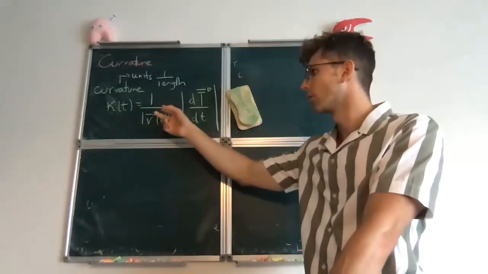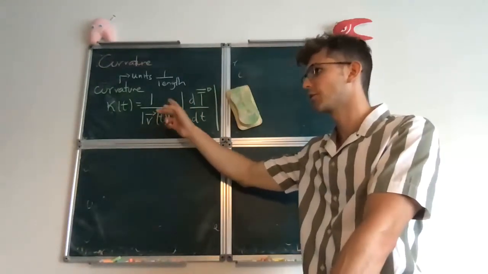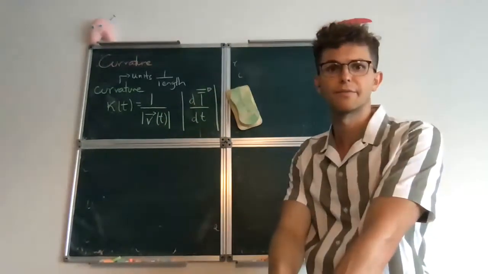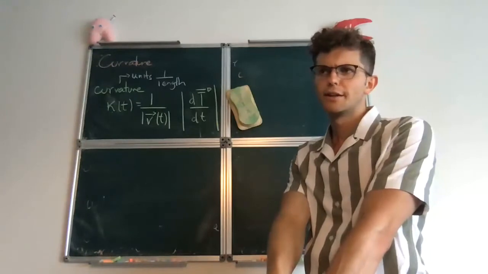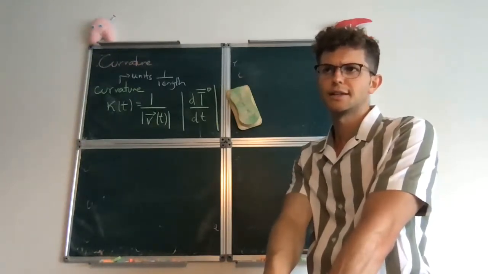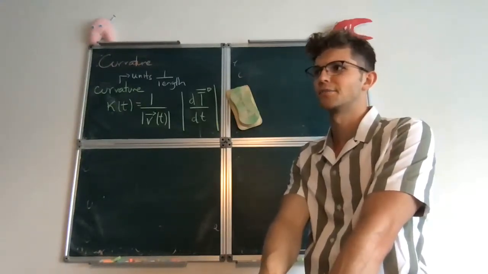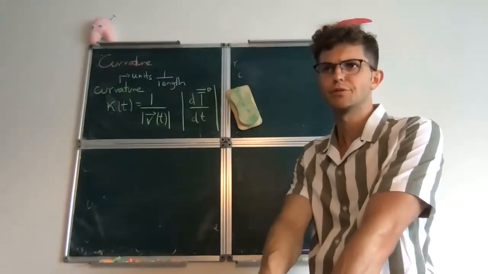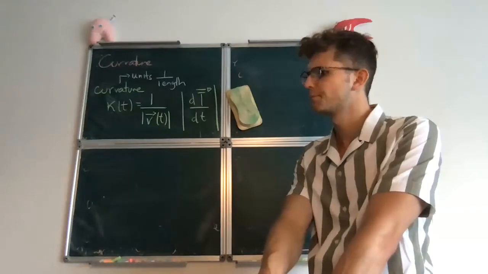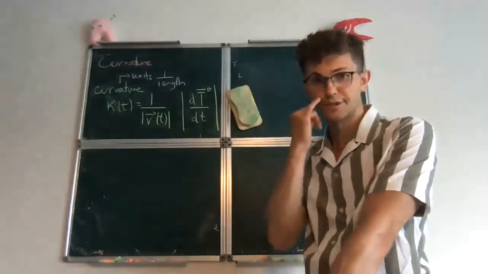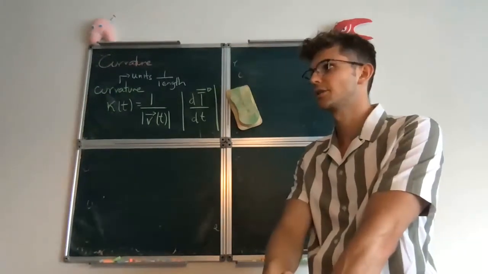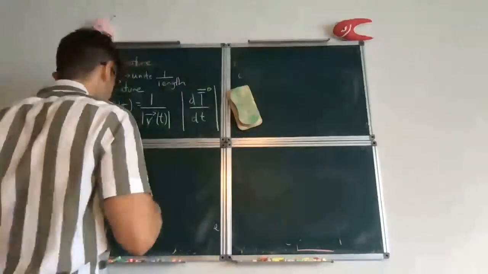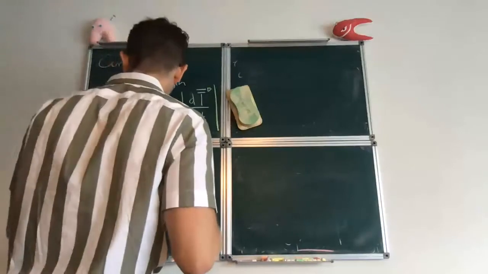It was the inverse of the speed, so 1 over speed times the derivative with respect to time of the tangent vector. So at least two things we would like to know: lines should have zero curvature, right? Because lines are not supposed to bend. And another natural curve is the circle, and we can actually find some interesting conclusions about what the answer should be in that case. So let's just do those two examples.